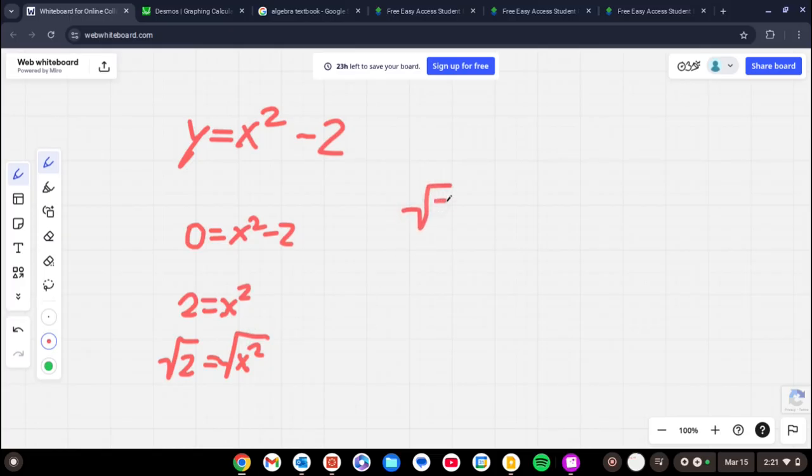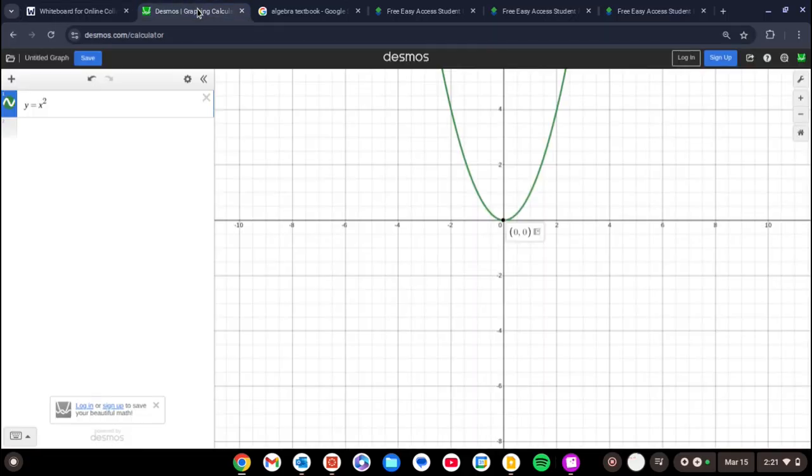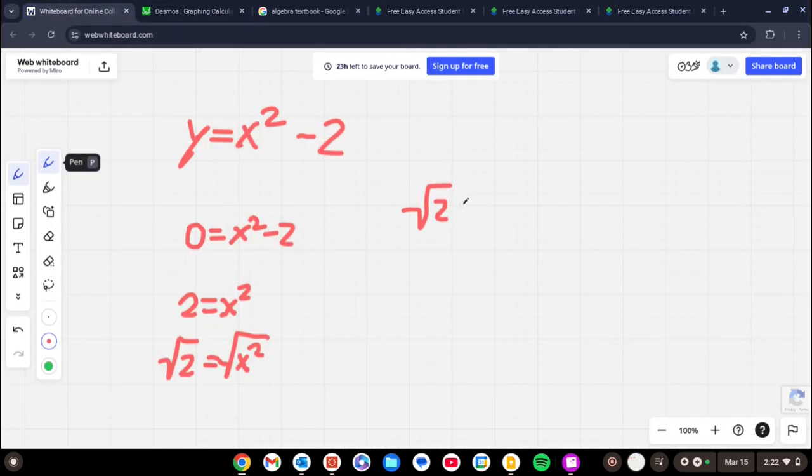And since there's actually 2 sides to this graph where the line intersects twice, we have to recall that this would actually not be our answer. This would be our answer, where there's a positive value for the square root of 2 and a negative value for the square root of 2.